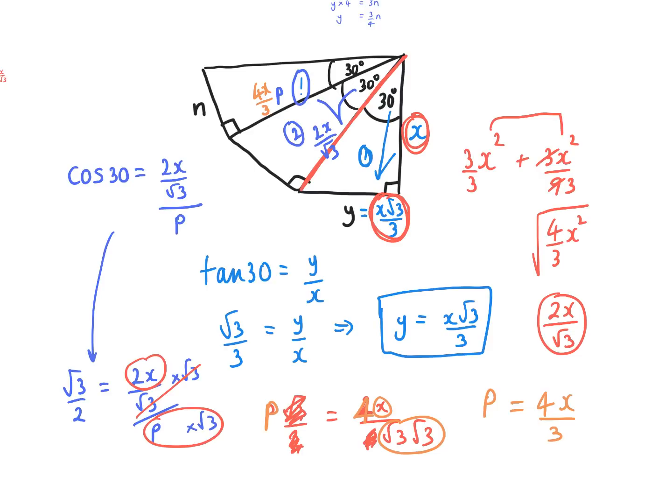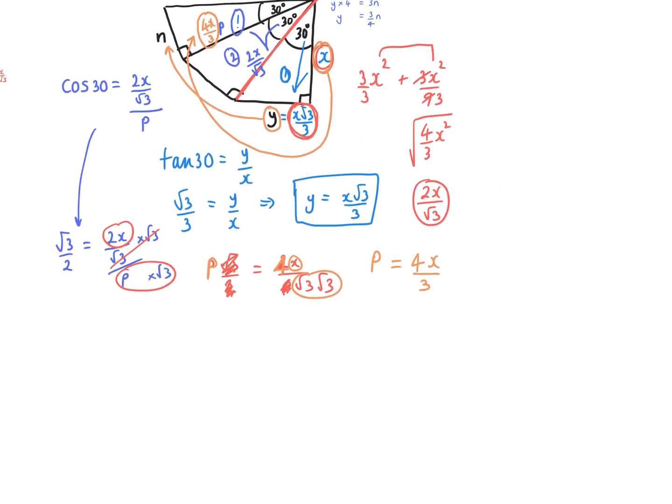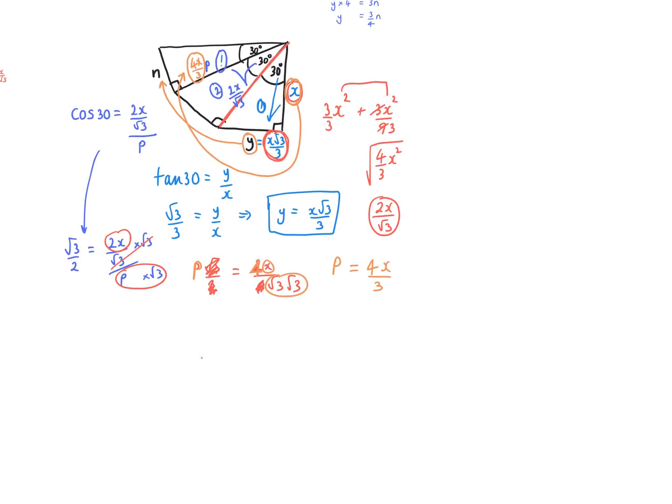Now here's what you do. You compare this number here with this number here. We started off as x in the smaller triangle, and we got 4/3 bigger. So the scale factor must be the same for y. If we times y by the same scale factor, we must get n. So we take y here, multiply it by the same scale factor, 4/3, and that would give us n.